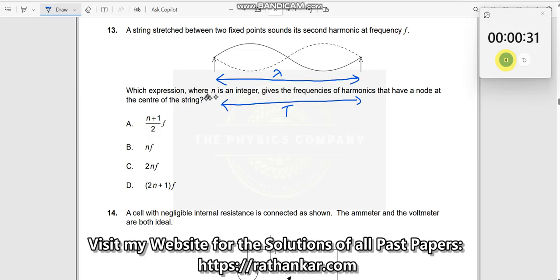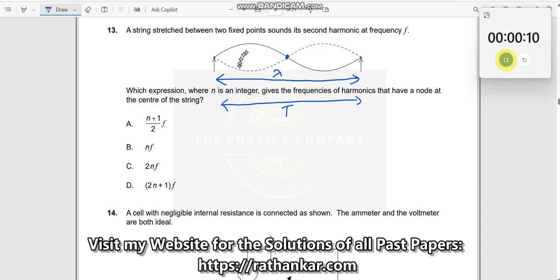Which expression, where n is an integer, gives the frequency of the harmonics that have a node at the center of the string? When you have a node here, how are the harmonics related to the fundamental frequency or second harmonic? That's the question here. And let us go by logical reasoning instead of using math over here.